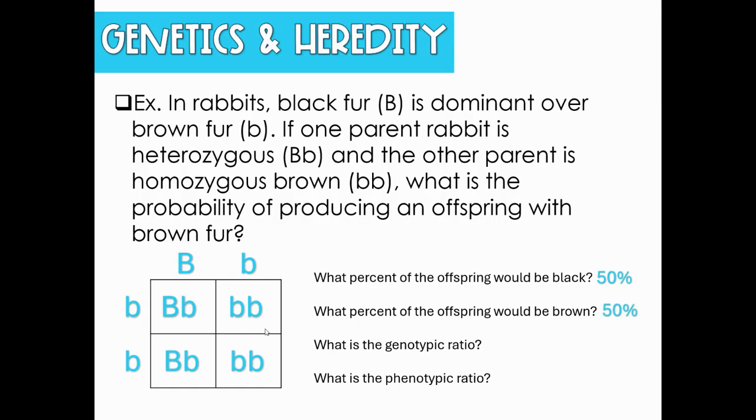So that is 50%. And then I asked for the genotypic ratio. Remember, genotypes are letters. So for every 2 individuals that are big B, little b, 2 individuals will be little b. So a 2-to-2 ratio will simplify to a 1-to-1. And then the same thing for phenotypic ratio. For every 2 individuals that have black fur, 2 are going to have brown fur. So a 2-to-2 ratio would simplify to 1-to-1.